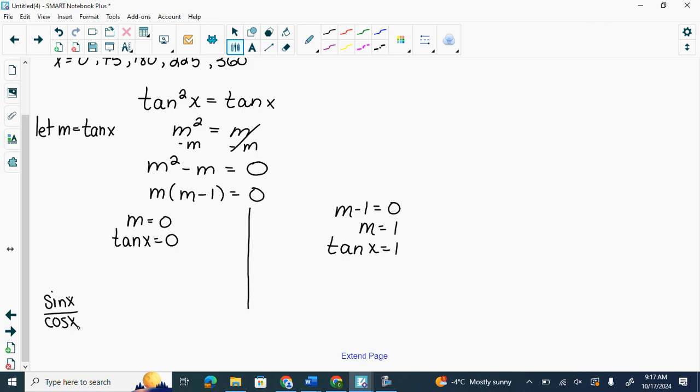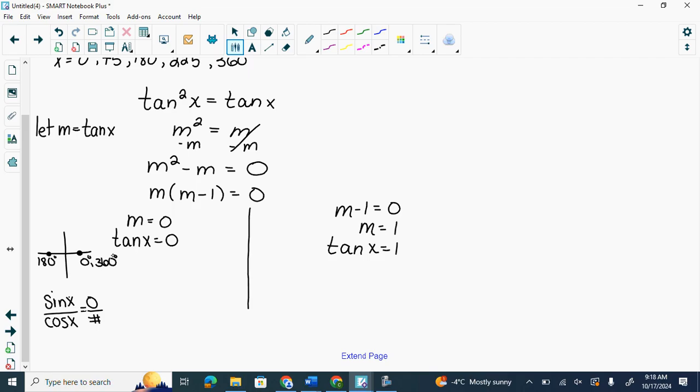What's the only way I can get it to be equal to 0? Which one of these has to be 0, sine or cos? Sine, because if cos is 0, it's undefined. So whenever sine is 0 and cos is any number, I'm going to get 0. We agree? So where on our unit circle is sine equal to 0? Where is y equal to 0? 0, 180, 360.